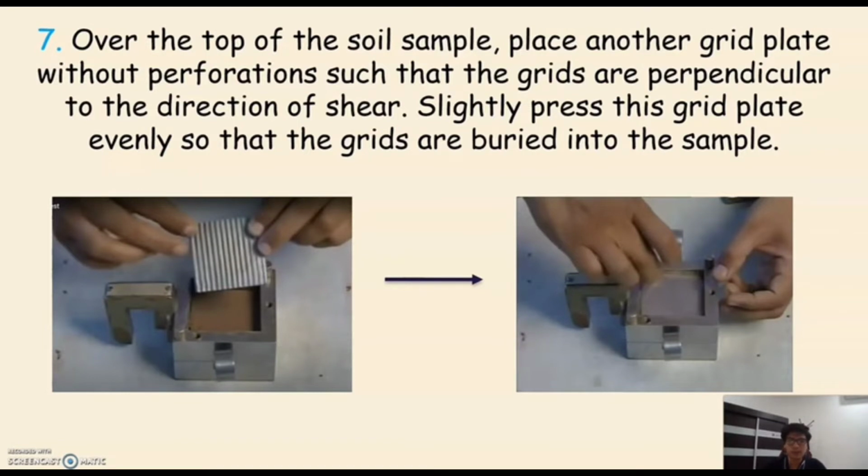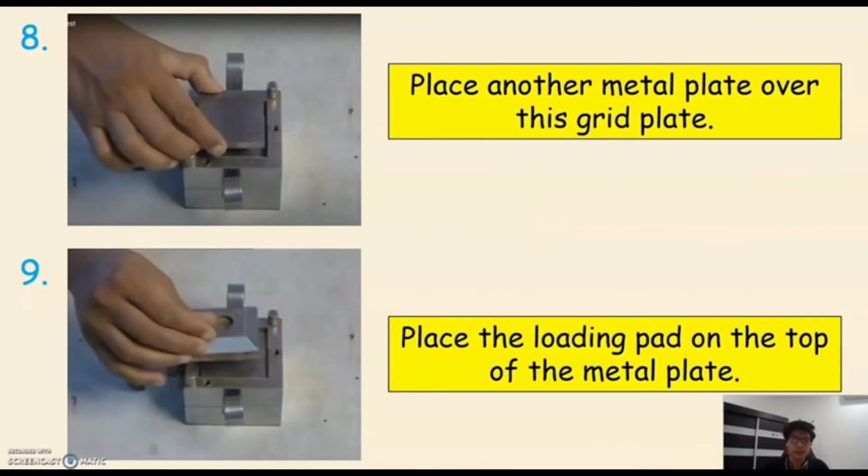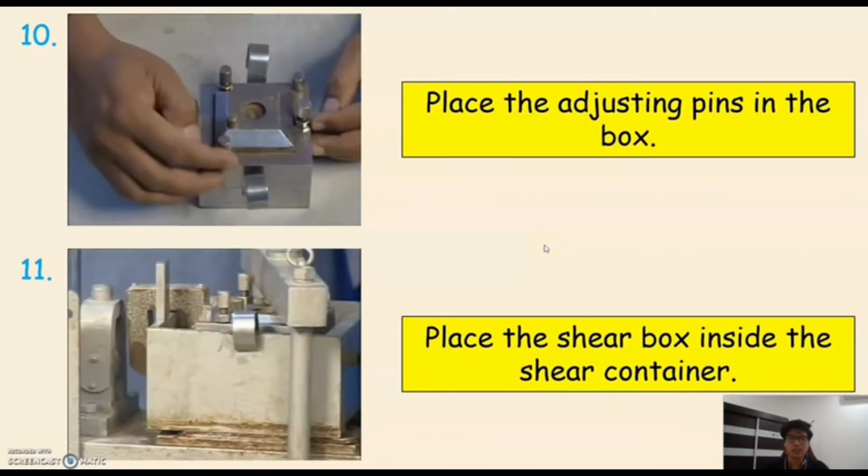Slightly press this grid plate evenly so that the grids are buried into the sample. The 8th step, place another metal plate over this grid plate. Step number 9, place the loading pad on top of the metal plate. Step number 10, place the adjusting pins in the box. Step number 11, place the shear box inside the shear container.